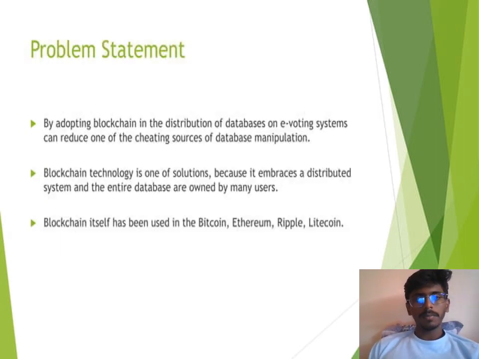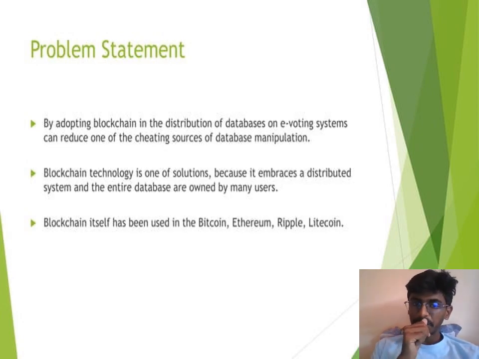The problem statement for this topic is given in this slide: by adopting blockchain, the distribution of databases on e-voting systems can reduce one of the cheating sources of database manipulation. Blockchain technology is one of the solutions because it embraces a distributed system and the entire database is owned by many users. Blockchain itself has been used in Bitcoin, Ethereum, Ripple, and Litecoin.